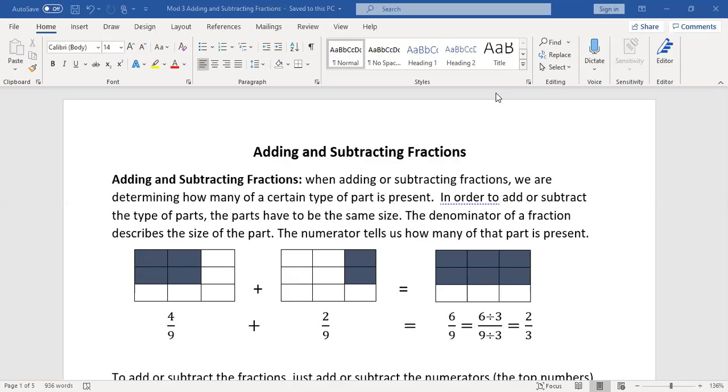To reduce 6 over 9, we simply divide by a common factor that 6 and 9 share. And they both share the common factor of 3. So I divide 6 by 3 and 9 by 3, and I get 2/3. So 2/3 of the entire rectangle has been selected. It's being represented by the addition of these two fractions.